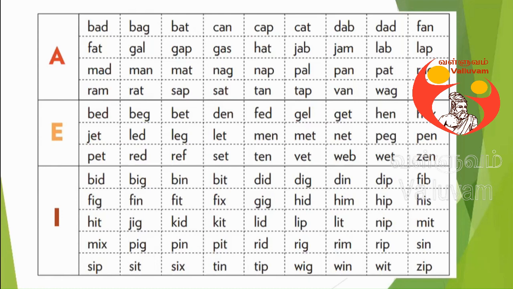Okay, Sakishna, I need you to mute panungo. And now I'll come back to Roshli. Either try panuvingala. R-A-M? Ram. Good. R-A-T? Rat. S-A-P? Sap. Good. S-A-T? Sat. Good. T-A-N? Tan. Good job.